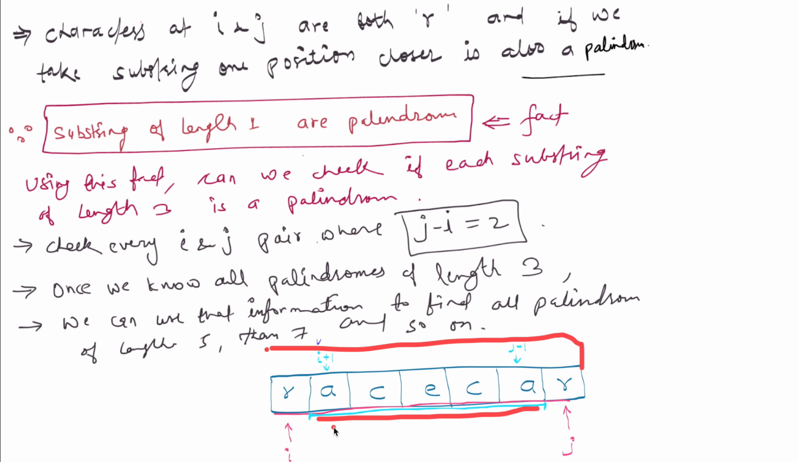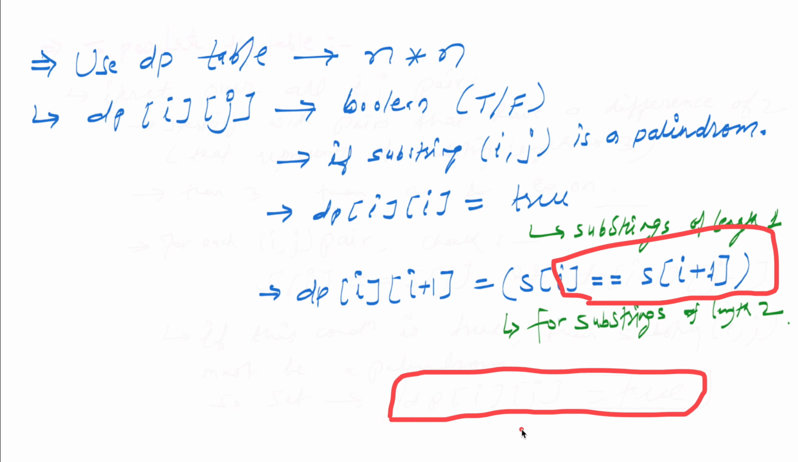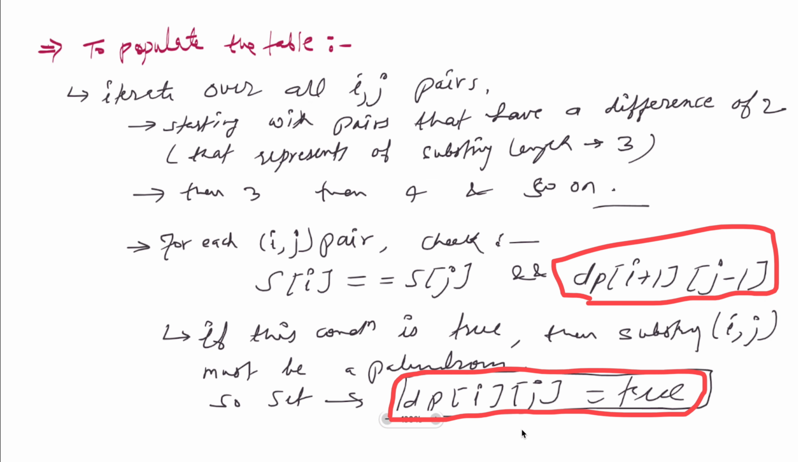Let's suppose this is i and this is j. Similarly, keep going. Then this is your i plus 1 and this is your j minus 1, right? If this is true, it means from here to here is also a palindrome. Before checking that, we have to check its previous value, correct? If it is true, we will populate the table.